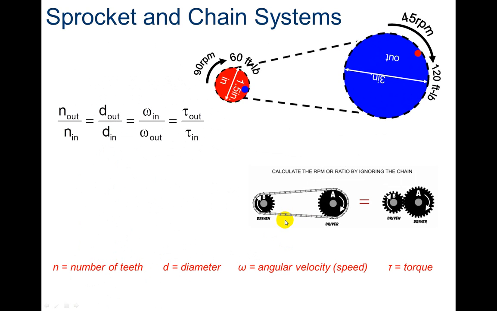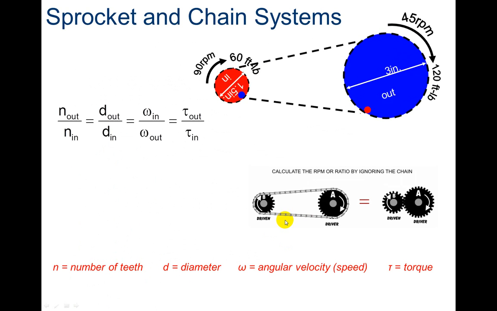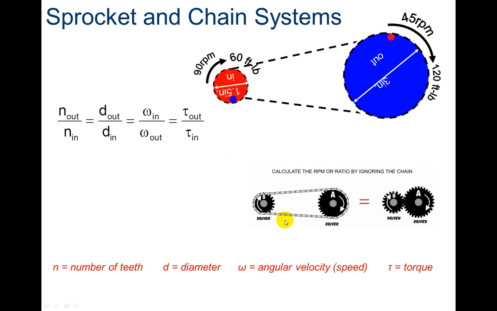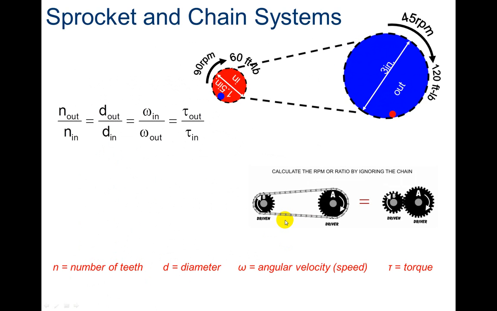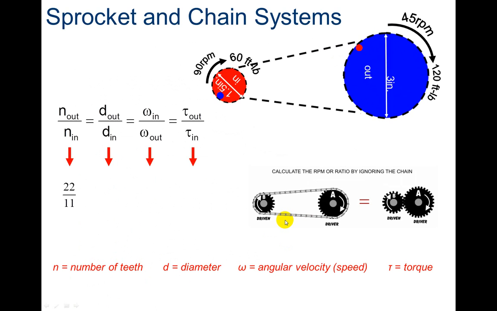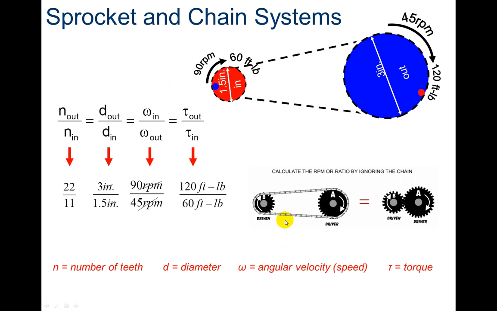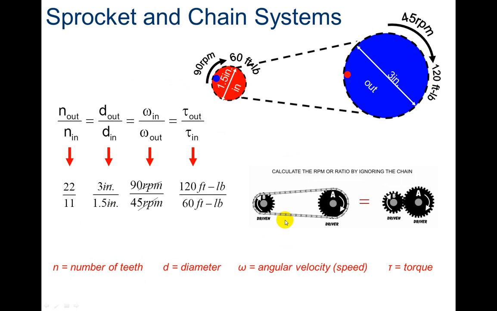Okay, again, the equations are the same as for the gear. We have the number of teeth on this one as well because we have teeth on the sprocket and chain system. All right, so again, our ratio is 2.